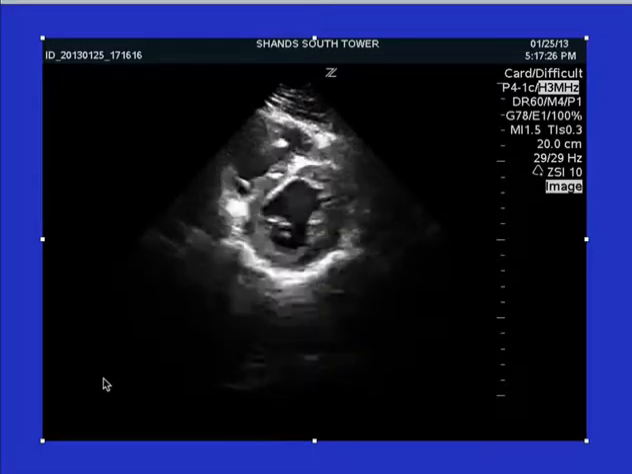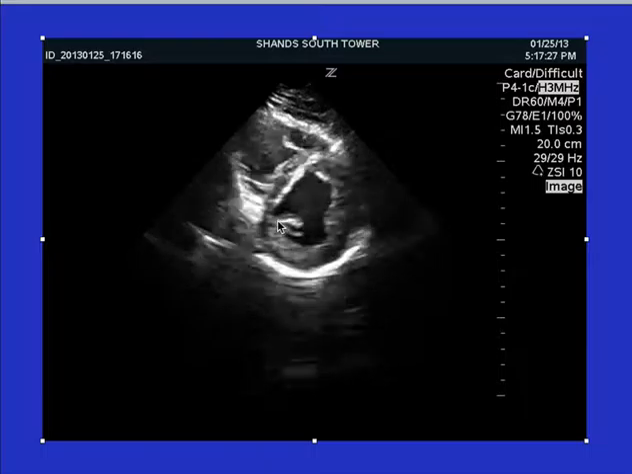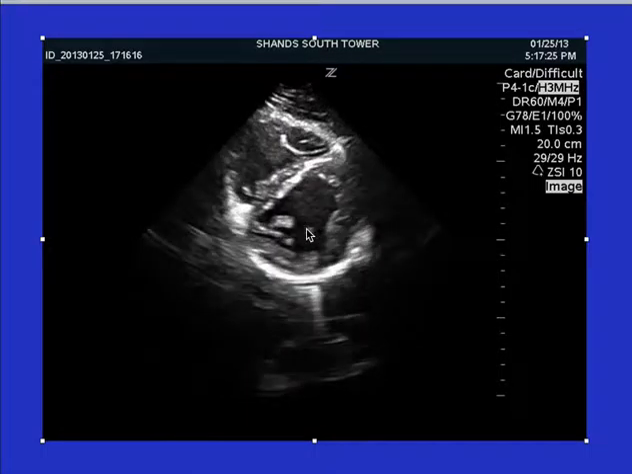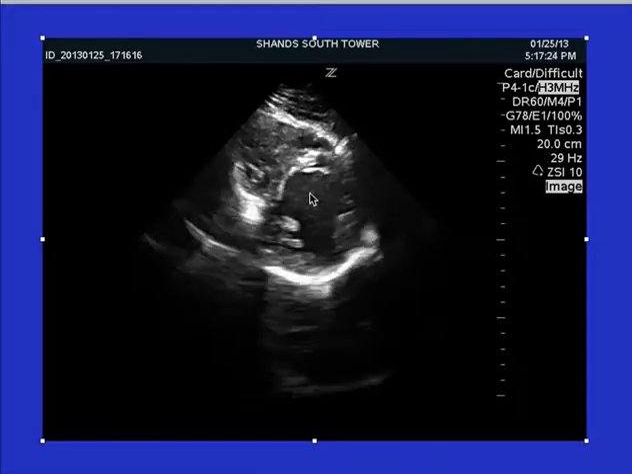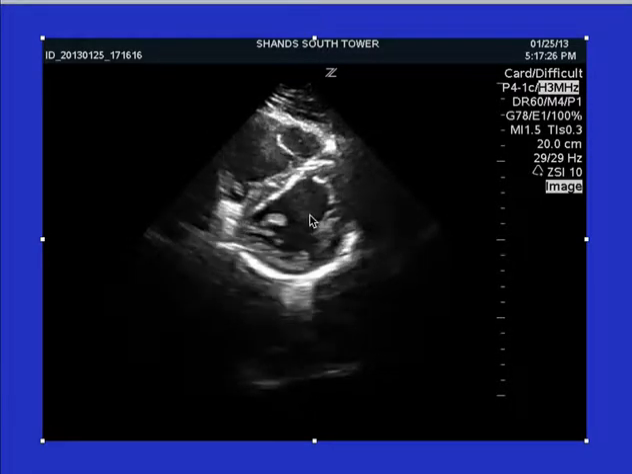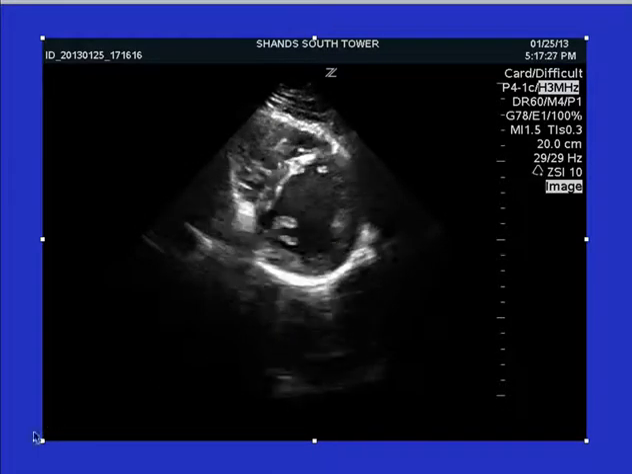Here's a short axis view of a normal function. You can see we're at the papillary muscle level, which is important for you to find before you make any determination. Here's the right ventricle and the left ventricle. And you can see as the contraction happens, you still have some remaining volume in the LV. So this is normal function.